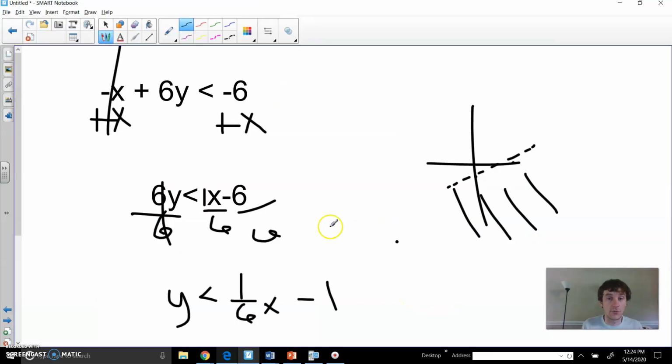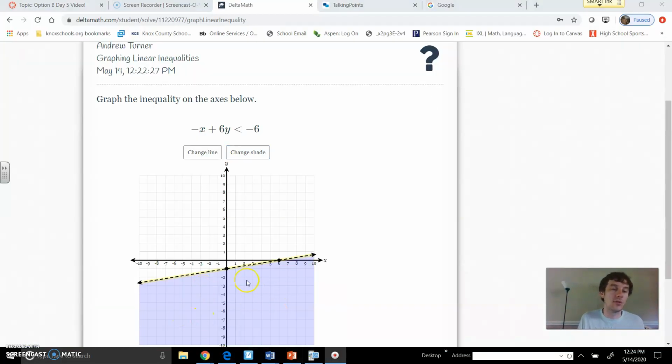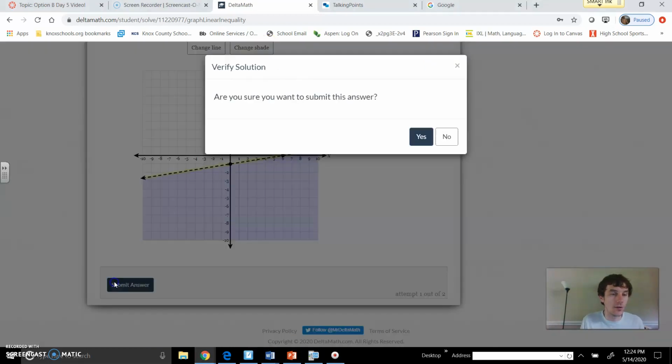Okay, so just to walk through that real quick one more time, when I solve for y, 1/6 x starting at -1, I went up 1 over 6, I wanted a dashed line because it's not or equal, and then any point below that line will solve that inequality.